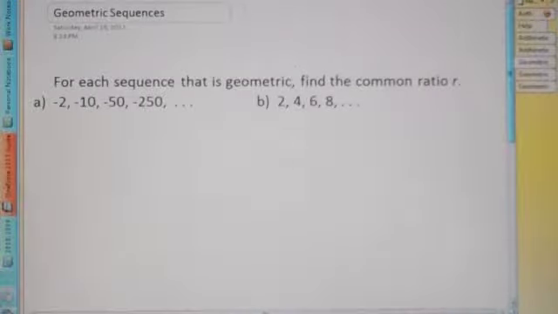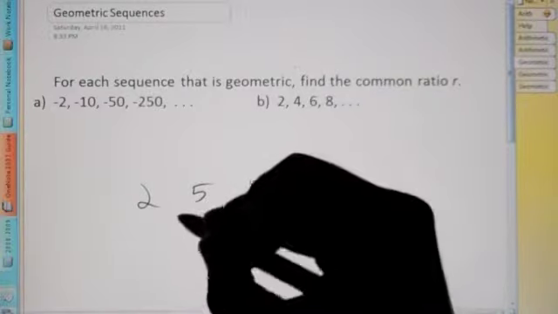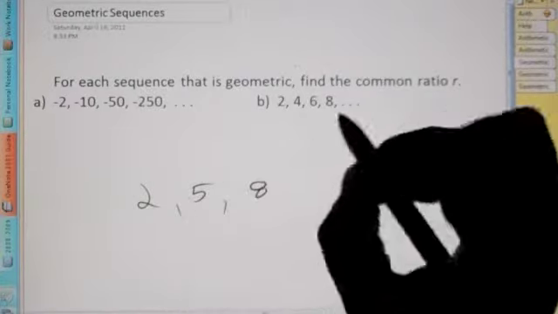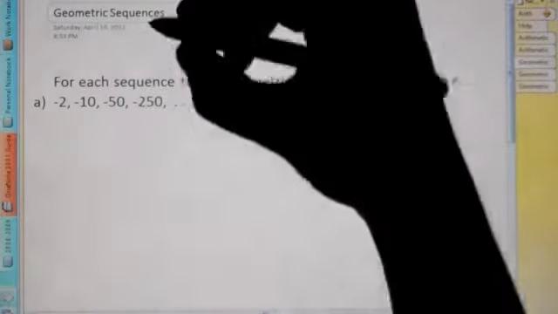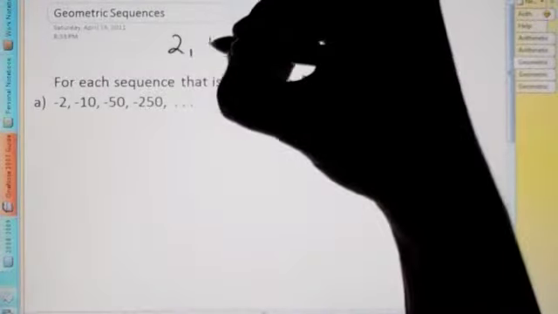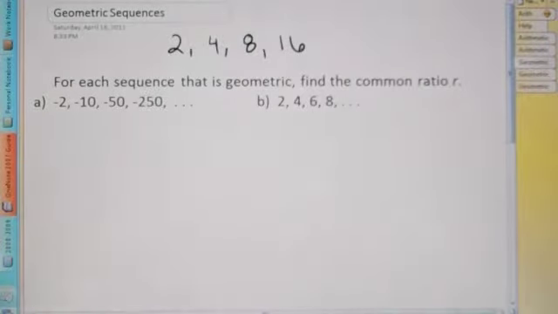Hey, Algebra 2. Today we're going to talk about geometric sequences. This whole time we've been dealing with arithmetic sequences where we add. So we've been doing 2, 5, 8, because we just add by 3, add by 3. Well, geometric is when we actually multiply. So 2 times 2 is 4, times 2 is 8, times 2 is 16.